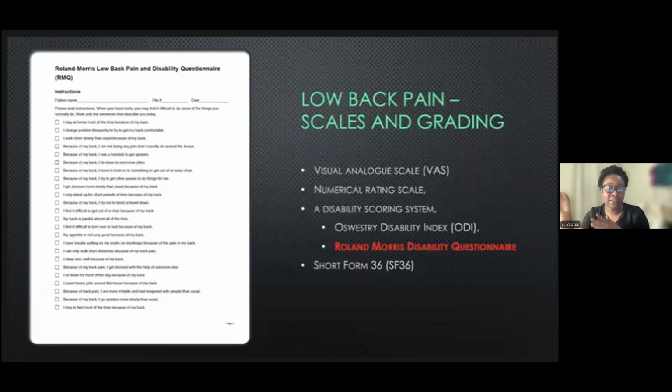136 item health status measure covering a wide range of aspects of daily living activities related to physical and mental function. The items of the questionnaire are mainly related to physical activities, as I said, in order to assess the disability caused by chronic or lower back pain. And it's either a yes or no question, and it can be self-administered to the patient, and they can complete it within 5 minutes. So you have questions of, I stay at home most of the time because of my back, or I find it difficult to turn over in bed because of my back.